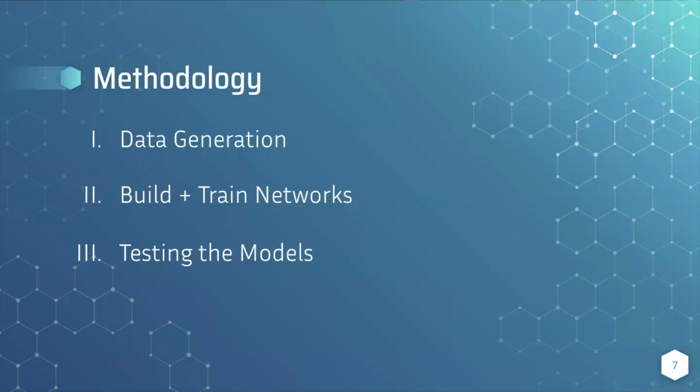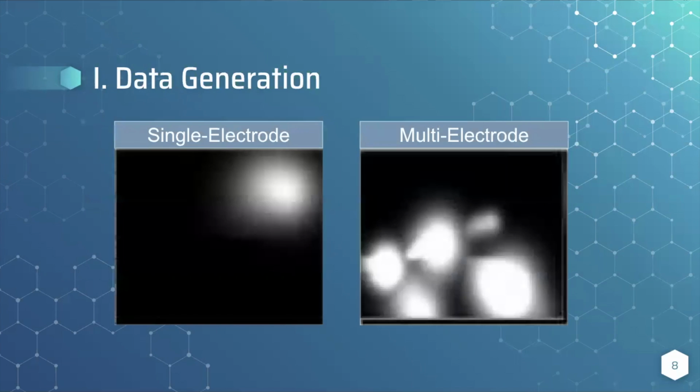So our methods involve 3 steps: data generation, building and training the neural networks, and then testing the models. For our first step, we generated 2 datasets of percepts using Pulse to Percept, which is a Python package developed by the Bionic Vision Lab. We input random stimulus parameter values to generate random percept images. As you can see in the pictures, the single electrode dataset consists of just 1 percept per sample, and the multi-electrode dataset has multiple percepts per sample.